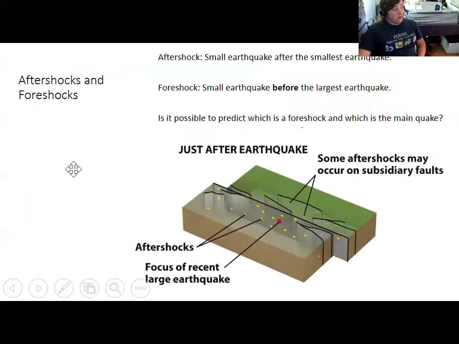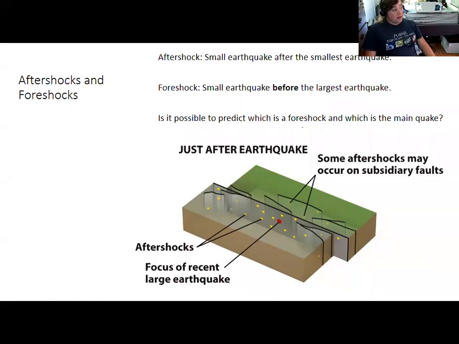Earthquakes often occur in clusters. You'll often have a large earthquake that is accompanied by foreshocks, or these small earthquakes that occur before the largest earthquake, and aftershocks that occur after the largest earthquake.